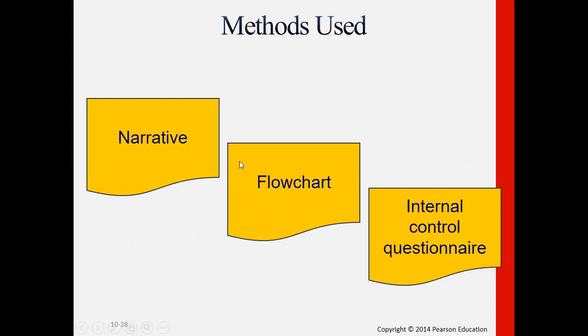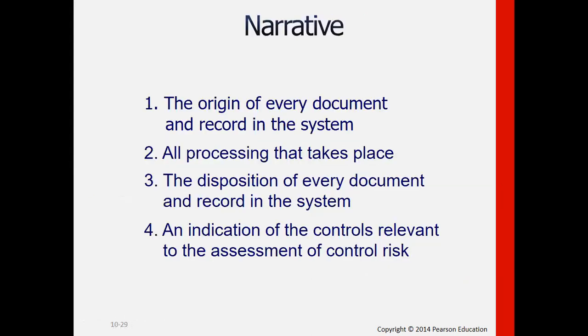To document, we have 3 common methods used. We have the narrative in the form of paragraphs, the flowchart with the usage of symbols, in which each symbol has a meaning, and then the questionnaire, normally a yes or no question. For the narrative, we can see the origin, the starting point of every document and record in the system, the processes that are involved, how the documents are being disposed of, and the record in the system, then an indication of the controls relevant to the assessment of control risk. So this is what we will get here.